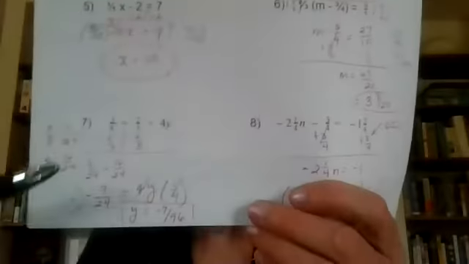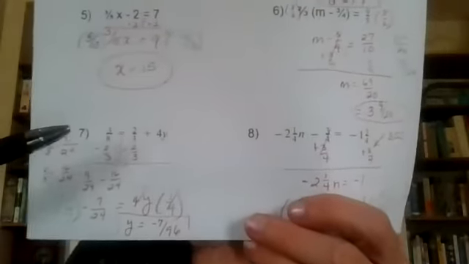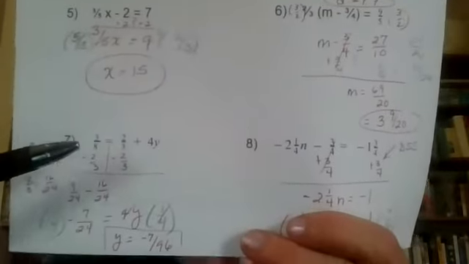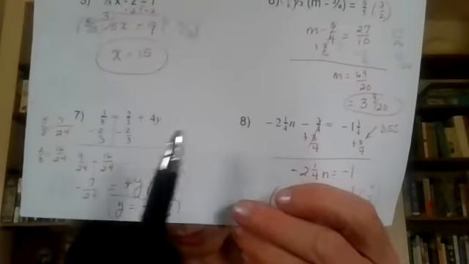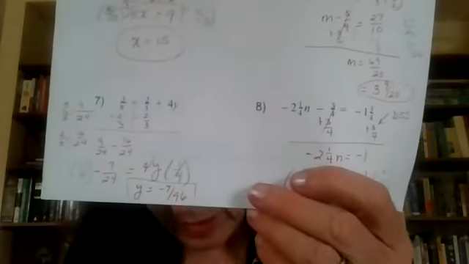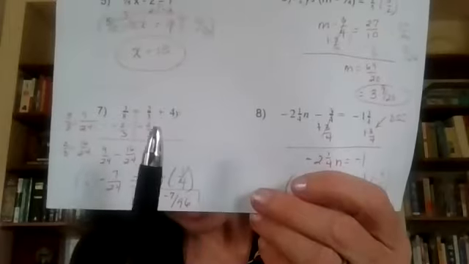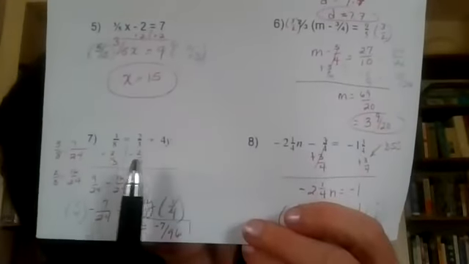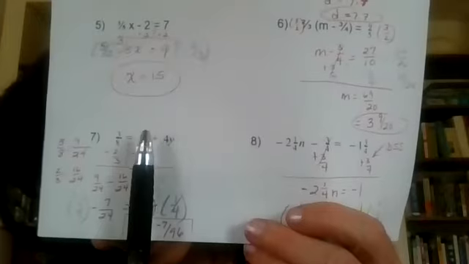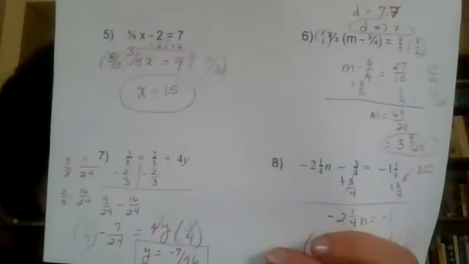Number 7. Down here we have the equation 3/8 equals 2/3 plus 4y. Once again, we're going to use inverse operations. We're going to subtract 2/3 from both sides of this equation.